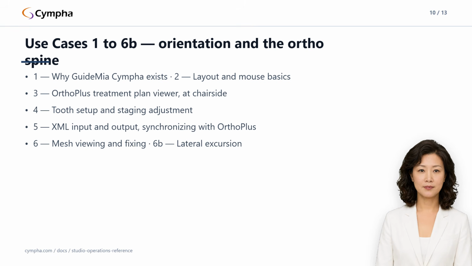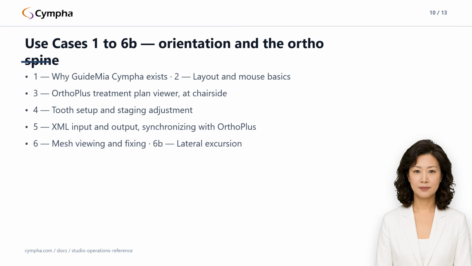6. Three-dimensional mesh viewing and processing, or fixing, opening a scan, cleaning it up, closing holes, and saving the cleaned mesh back out. And 6b. Lateral excursion, the articulation simulation, for checking working side and non-working side contacts at chairside. The back half of the volume.